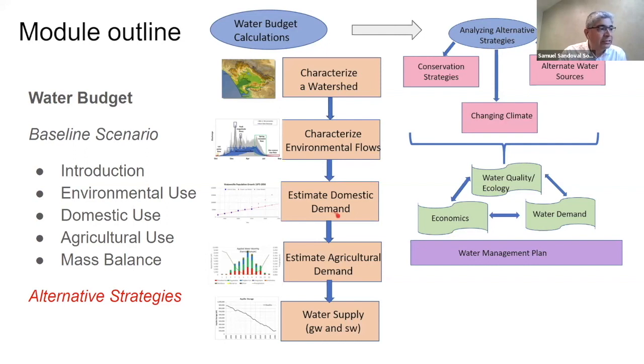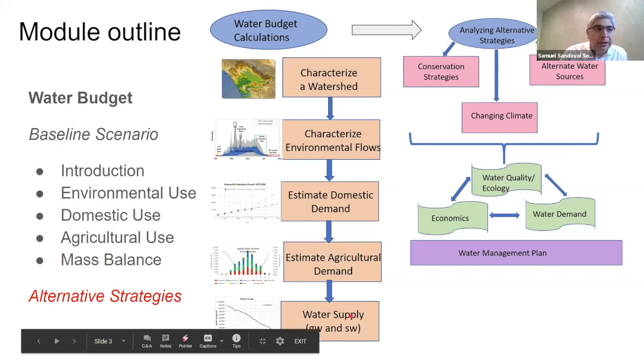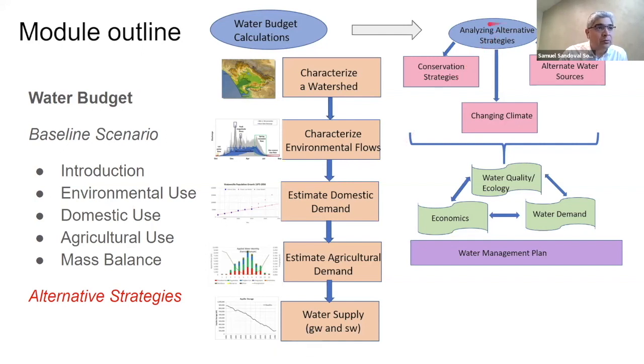So we start characterizing inflows, then estimate the domestic demand, agricultural demand, and then the water supply. Once we are here, then they will be able to analyze different strategies and basically go back to any of these and adjust some of the variables and estimate different or alternative strategies. They may even, because we provide some climate variables, be able to evaluate climate change.